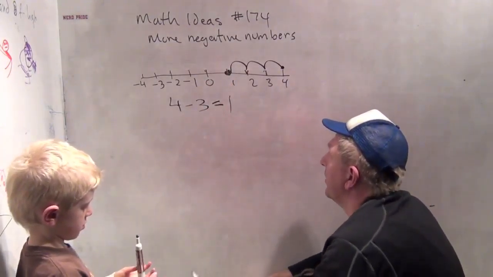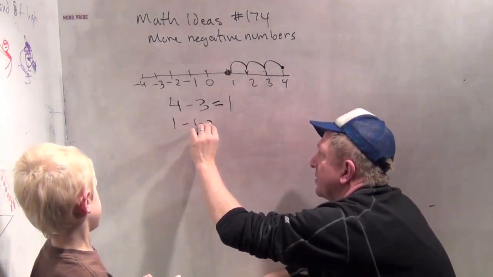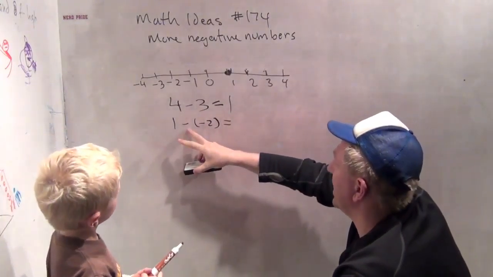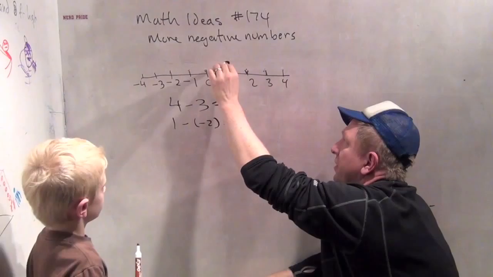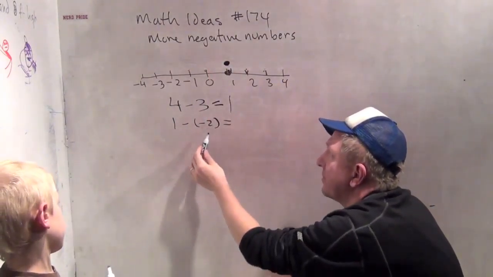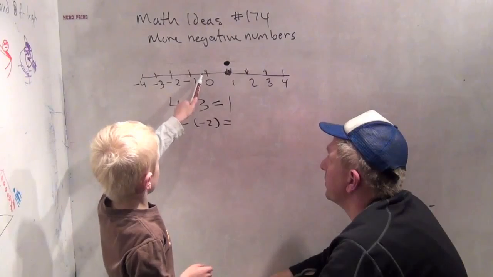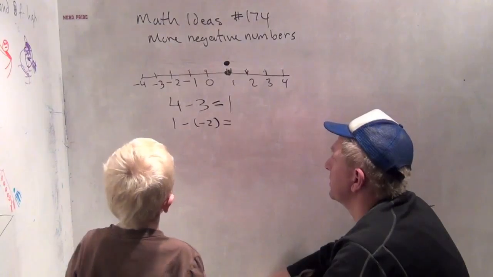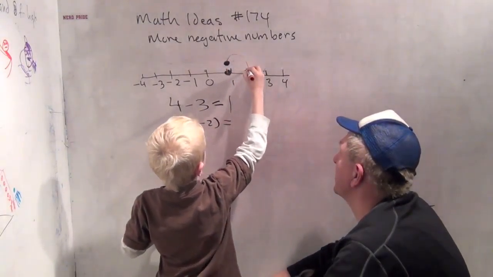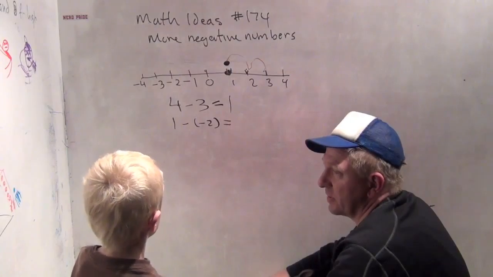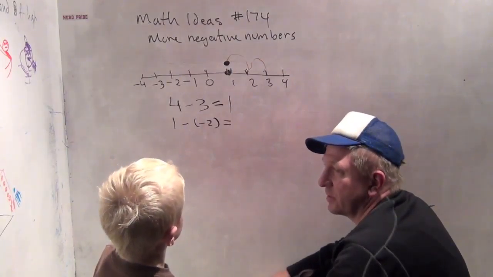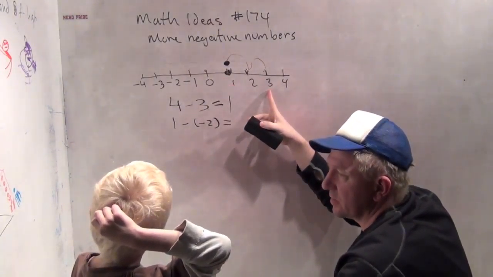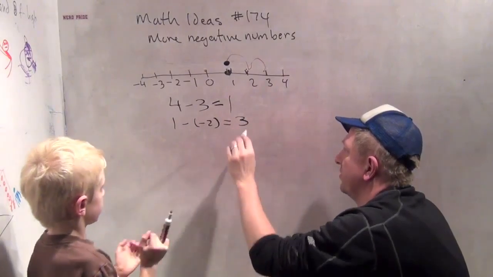Now, how about 1 minus minus 2? Remember, subtraction means you go the opposite way you went for addition. So you start at 1. If we were going to add minus 2, which way would we go? We'd go that way. So what way do we go when we minus minus 2? Go that way. So 1 minus minus 2 is 3, not minus 3.